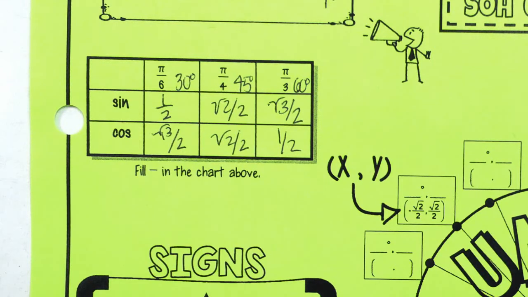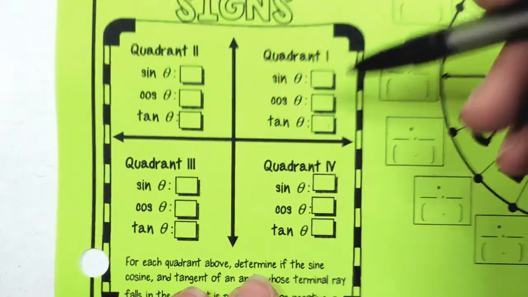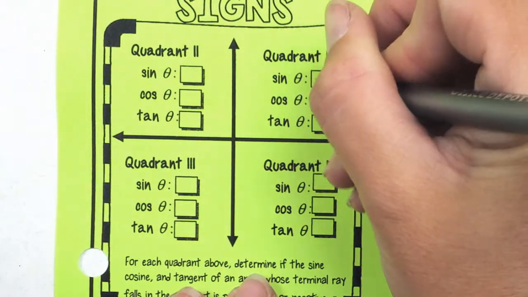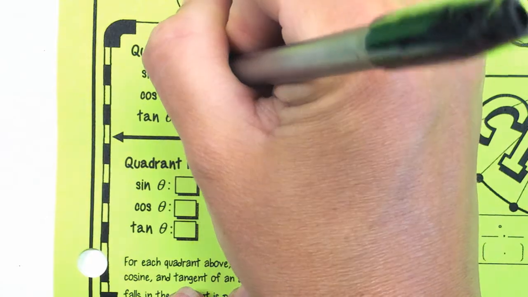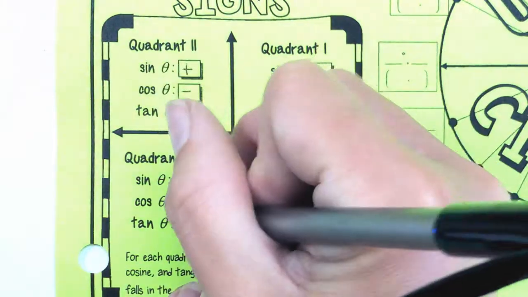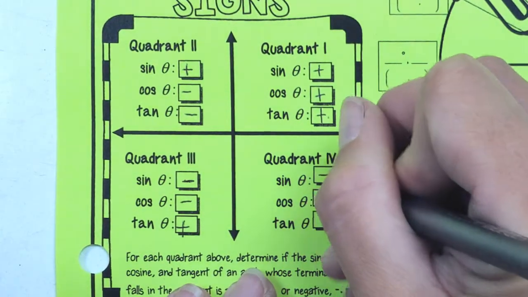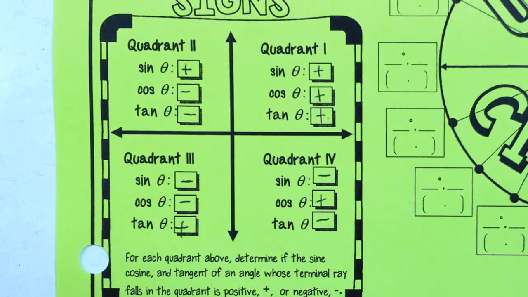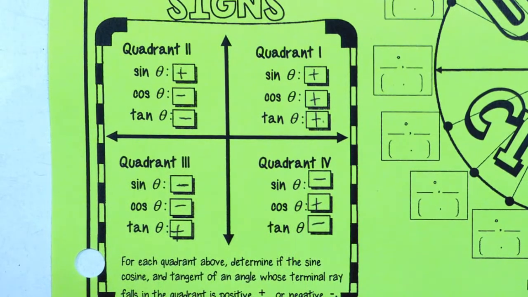Okay? Before that, let's review signs. What is positive in quadrant 1? All of these. What about in quadrant 2? Good. Only sine. What about in quadrant 3? Only tan. And in quadrant 4, only cosine. Now we can fill out this entire circle.